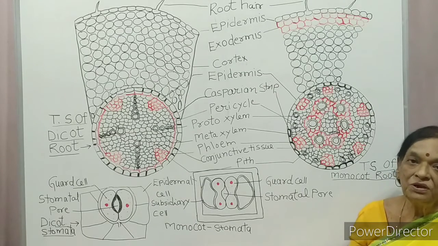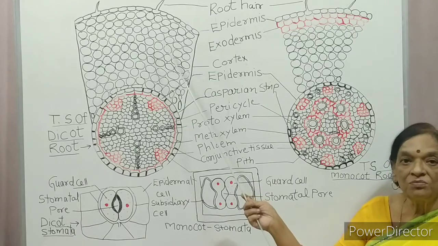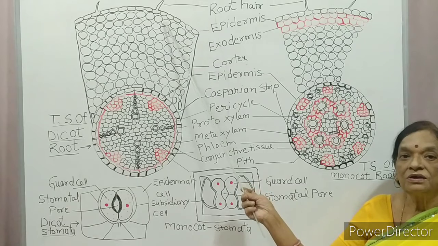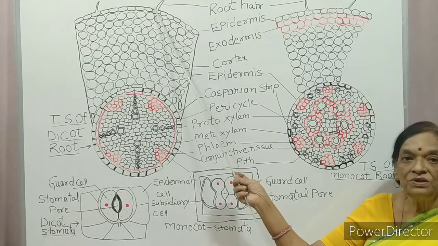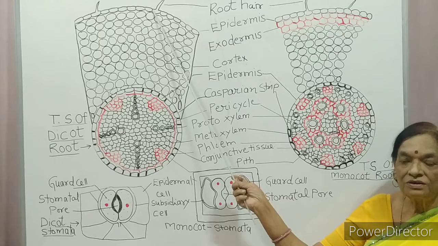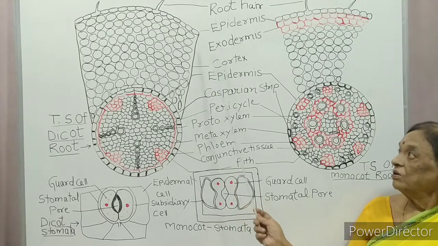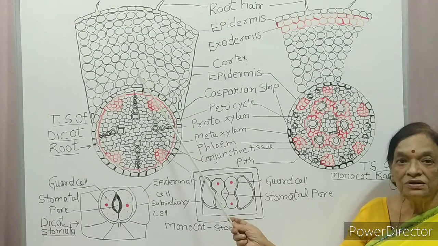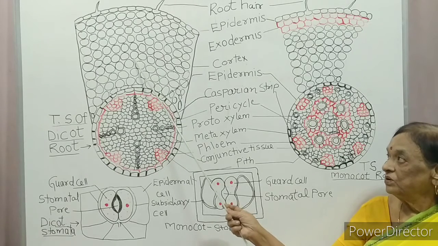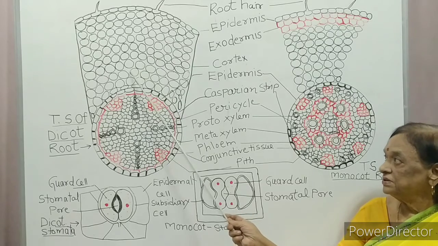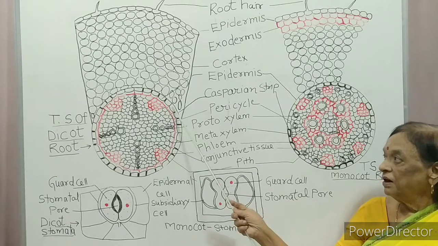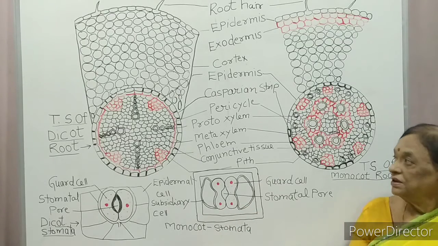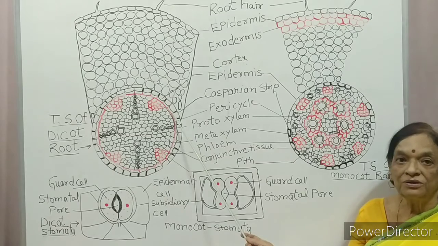Now we begin with the tissue system of dicot root. Outer layer is epidermis with unicellular root hair. Then cortex made up of simple parenchymatous cells with few intercellular spaces, followed by endodermis. Endodermis is the important layer.